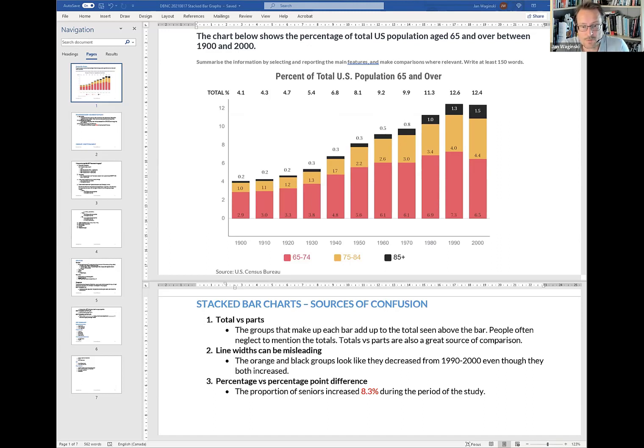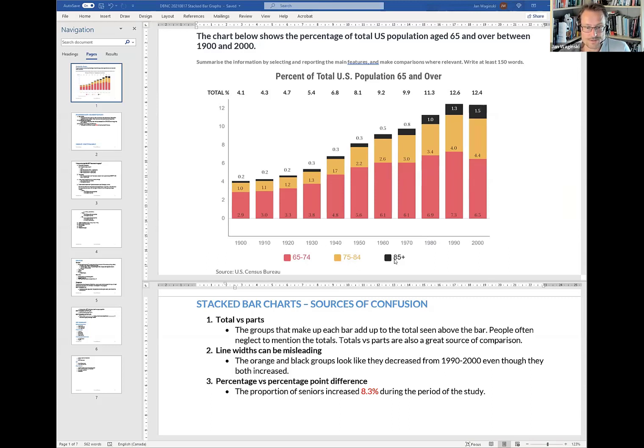So today we're looking at stacked bar graphs. Stacked bar graphs are a little bit different from regular bar graphs because you've got multiple pieces of information in a row, in a stack. The reason they do this is because very often a stacked bar graph shows parts of a whole. So where you've got here percent of total US population 65 and over, you're given the total percentage along the very top. So it ranges from 4.1% in 1900 over to 12.4% in 2000.